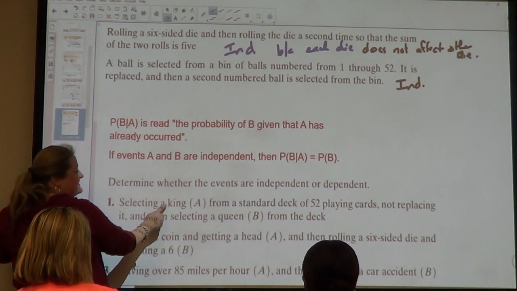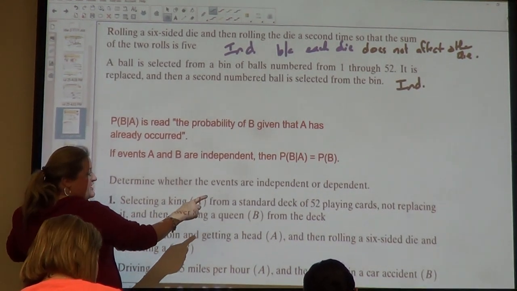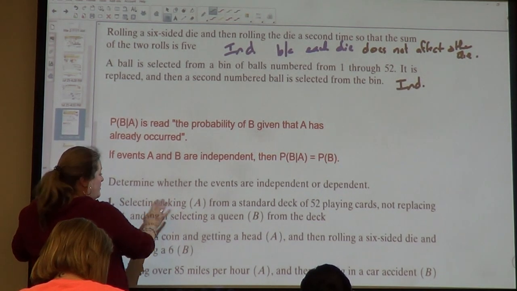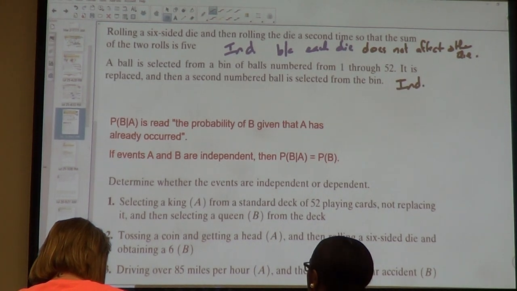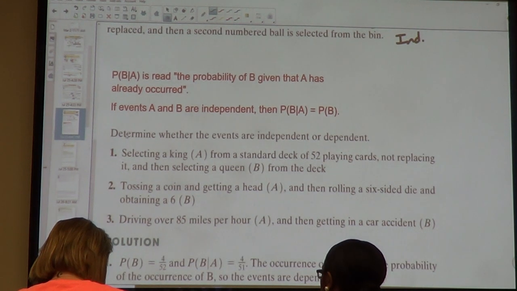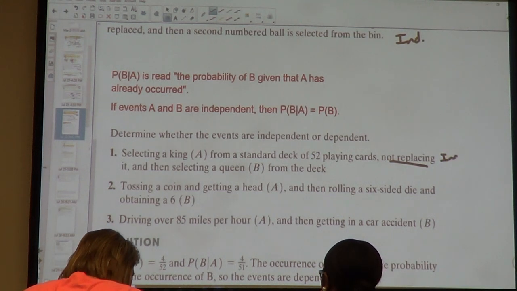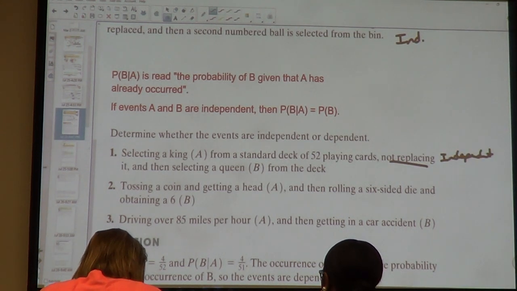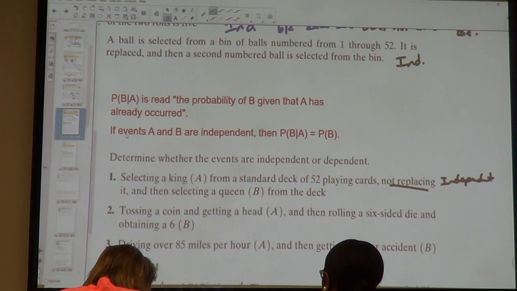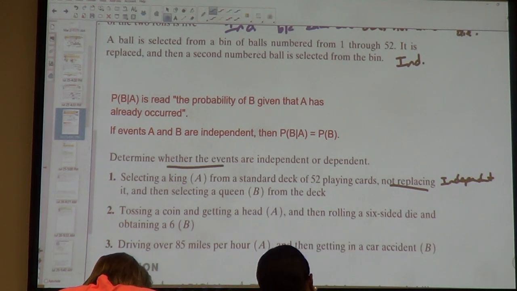We'll go through it. Selecting a king from a standard deck of cards, not replacing it, and then selecting a queen. Not replacing it would be dependent. Yeah. So we're not replacing it, which means it's dependent. Okay. What do we want to know? Oh, we're just telling if they're independent or dependent. That's all we're doing. Determine whether the events are independent or dependent.